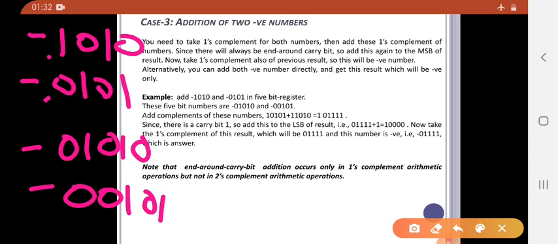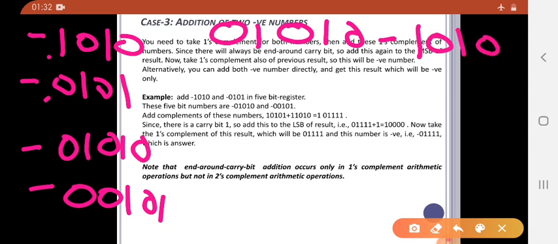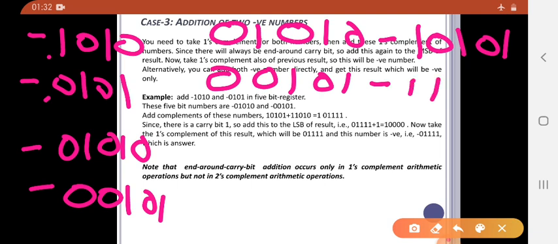So the numbers are 01010, complement of it is 10101. After that, the other number is 00101, complement of this is 11010. You can see here also the same thing is here. The same thing is here.